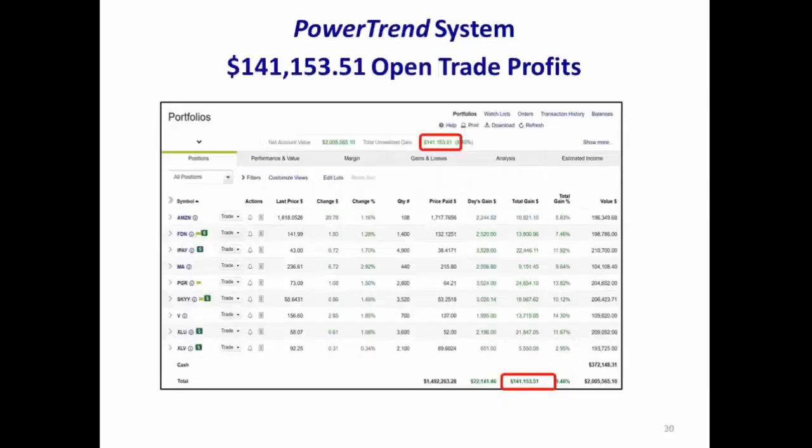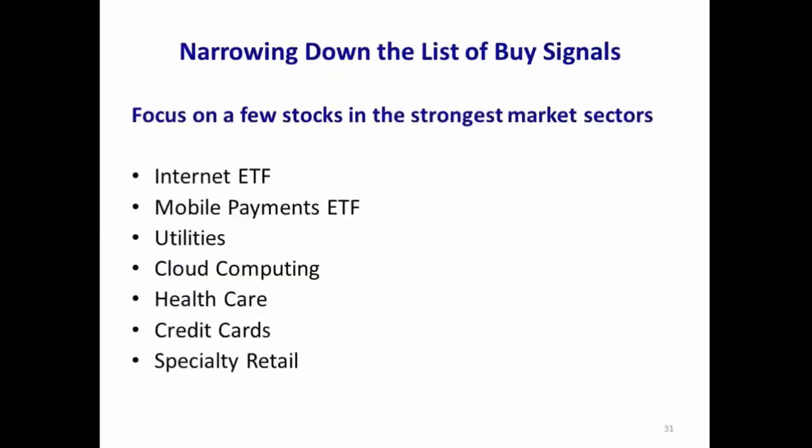And this is a snapshot of stocks and ETFs we bought recently based on the recent buy signals, and we have $141,000 in open trade profits for our stocks and ETFs using the 10-month SMA. And on any given day, there could be quite a few stocks and ETFs on a buy signal.